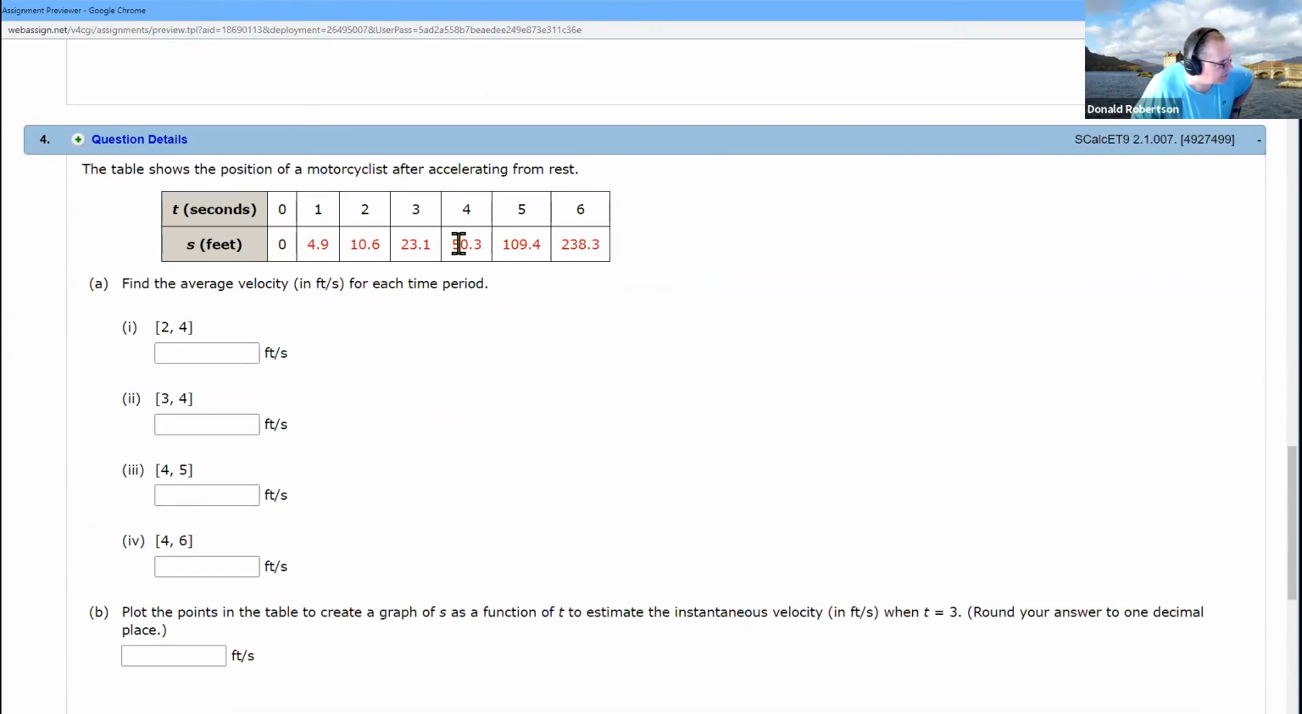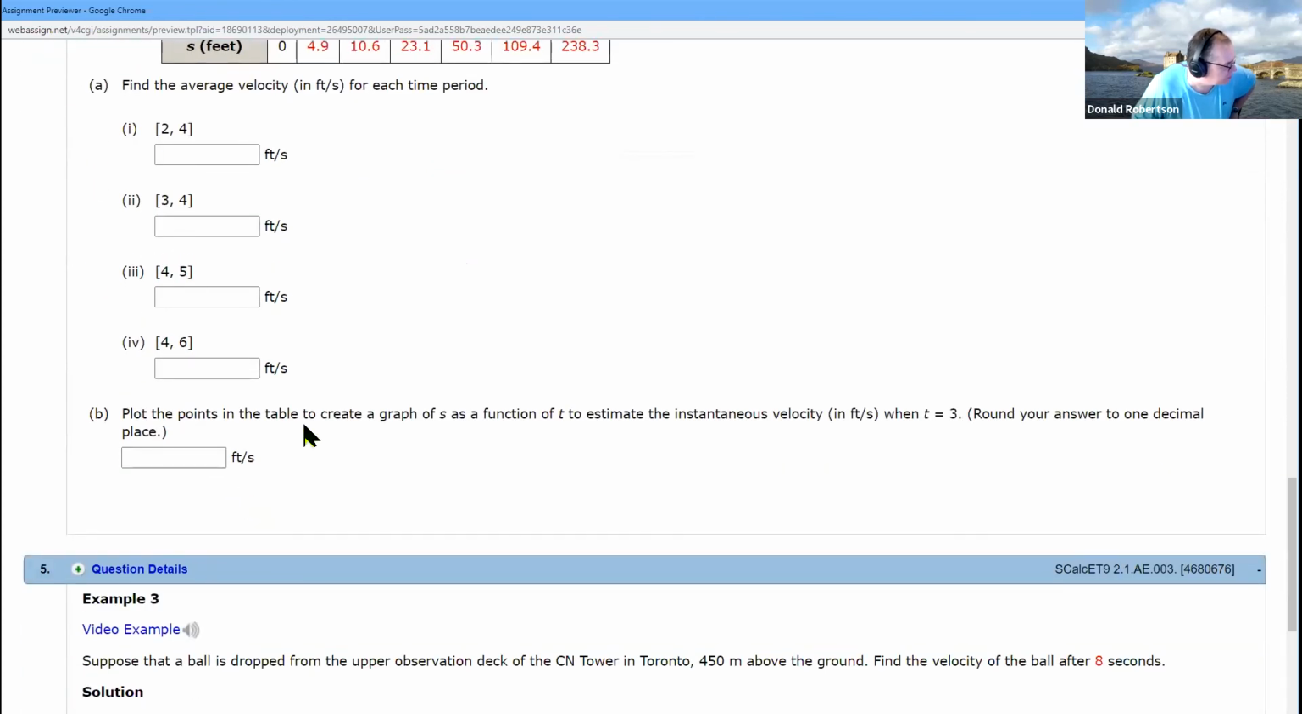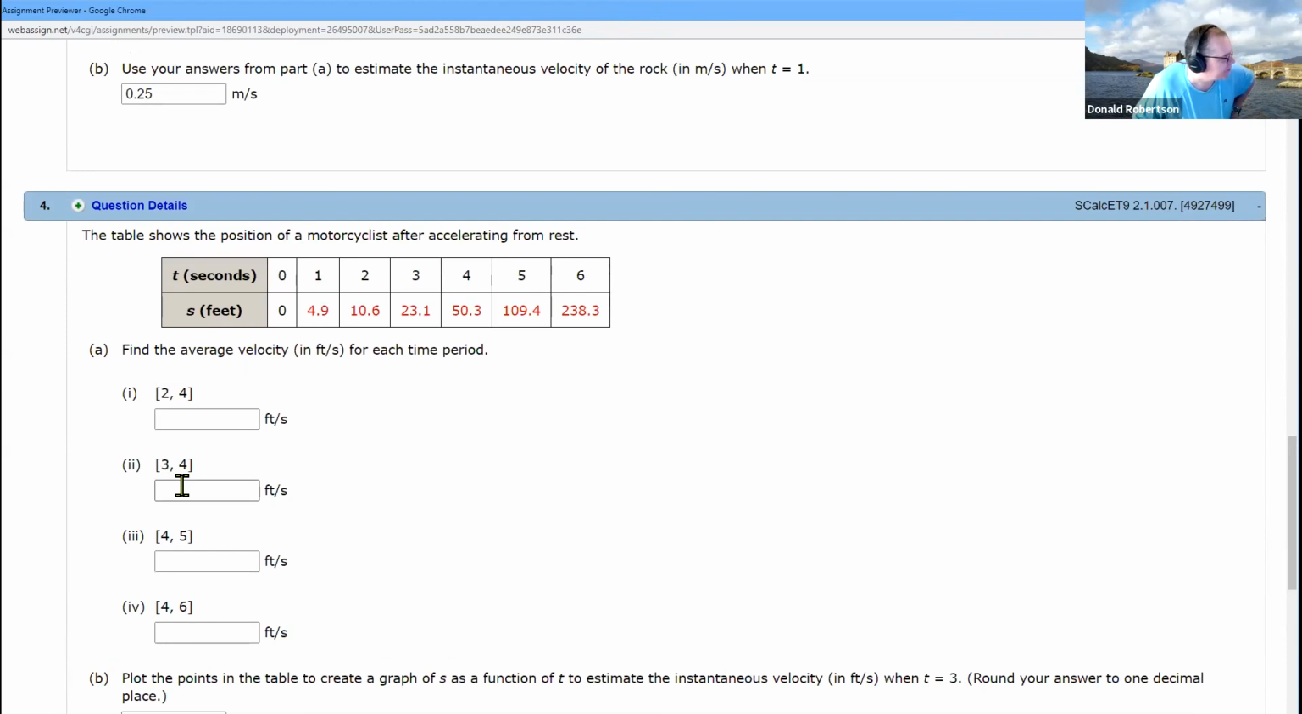In this one here, there are no shortcuts, but won't you do essentially the same kind of thing? You'll do the average value from 2 to 4, the average value from 3 to 4, the average value from 4 to 5, and then the average value from 4 to 6. You get the answers here. And it says plot the points in the table to create a graph of S as a function, and then figure out 3. Well, I don't know if graphing helps. Can we pretend that from 3 to 4 the answer is 10, and that from 4 to 5 it was 12? Right, something like that.